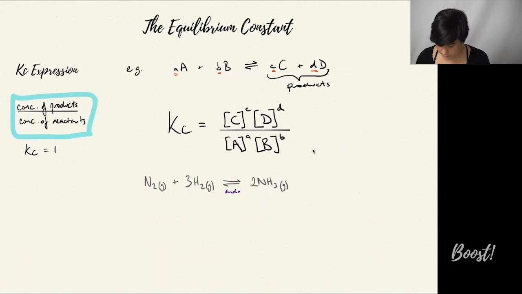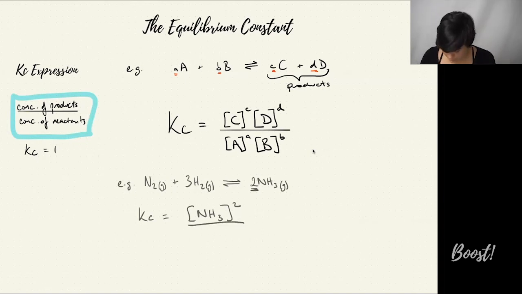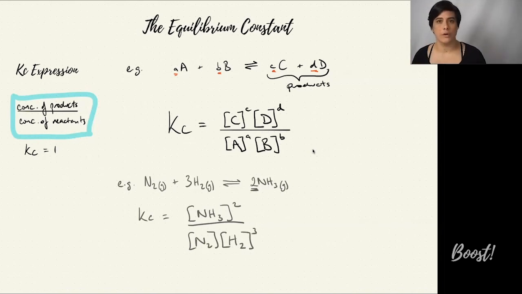So if we want to show an example of how this works in practice, the Kc for this equation is going to be the concentration of NH3 squared, because we want to know how many moles there are there, divided by the concentration of N2, and then the concentration of H2 to the power of 3. So depending on the reaction equation, you could write the Kc expression for any reaction.